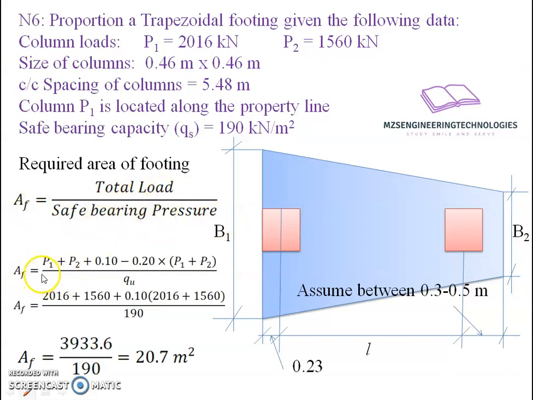AF is equal to total load divided by safe bearing pressure. For that we have AF equals P1 plus P2 plus self weight of the footing, which is assumed to be 10% of the total load applied on the columns, divided by the safe bearing pressure. So AF is equal to 2016 plus 1560, these are the column loads, plus 0.1 times 2016 plus 1560, this is the assumed self weight of the footing, divided by 190, the safe bearing capacity of the soil. So AF works out to be 3933.6 divided by 190, which is equal to 20.7 meter square.